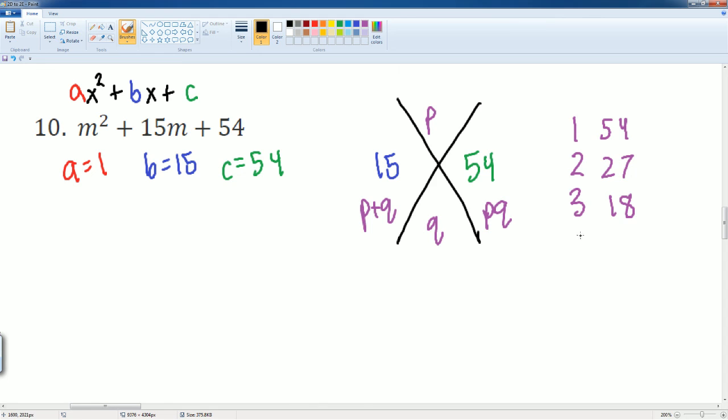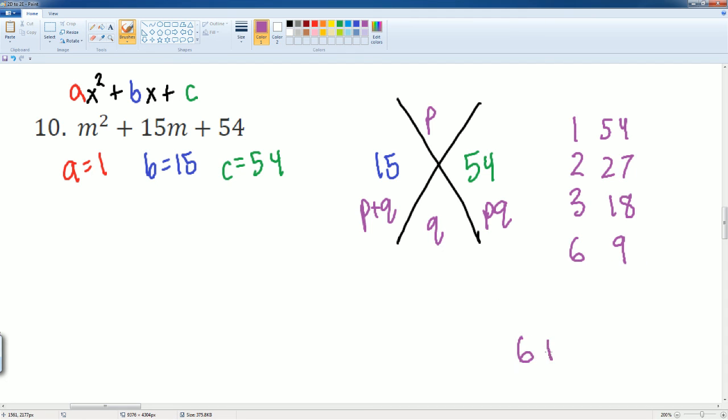Let's go to 4. Nope, let's try 5. And does 5 work? Nope, that's not a factor of 54. Let's try 6. Okay, let's see, 54 divided by 6. That does work. It would be 9. Okay, 6 and 9. Let's try that.